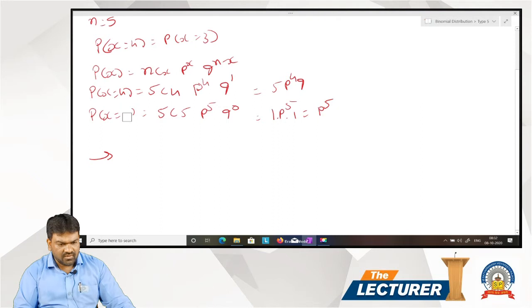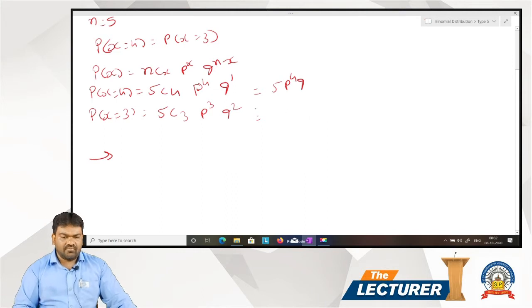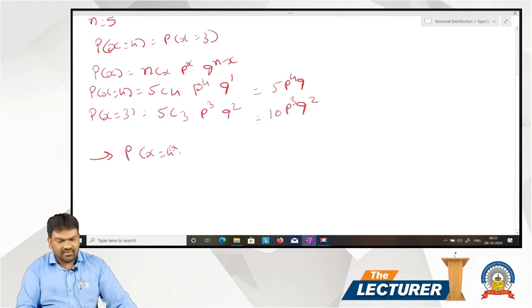Here 3, not 5. 5C3, P raised to 3, Q raised to 5 minus 3, that is 2. Okay, 5C3 is 10, P raised to 3, Q raised to 2. Now the relation, P of x is equal to 4 is equal to P of x is equal to 3. P of x is equal to 4 is 5, P raised to 4, Q. P of x is equal to 3 is 10, P raised to 3, Q raised to 2.